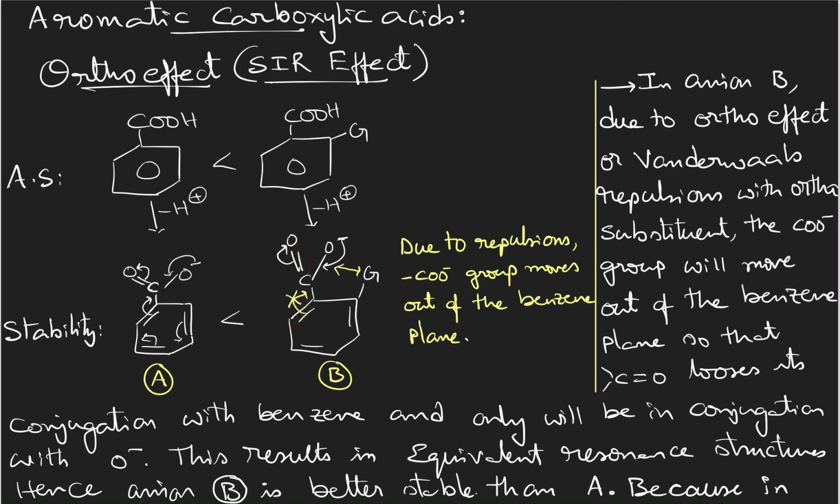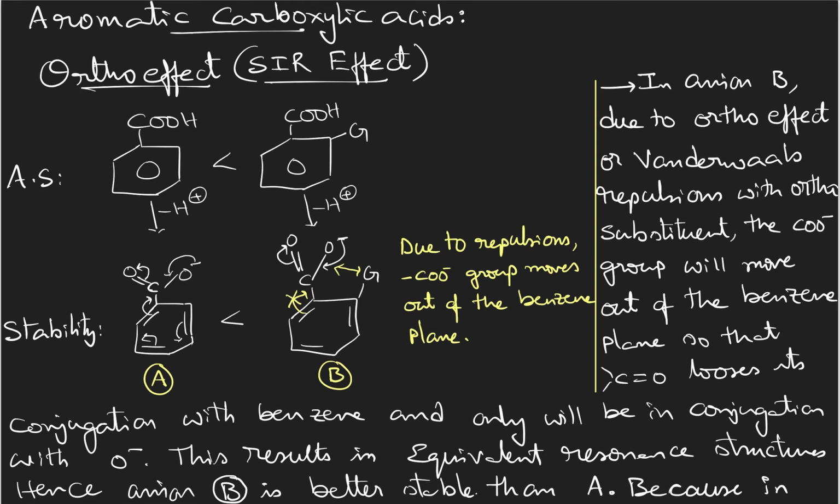Now the SIR effect. Because COO minus rotates out of the benzene plane, there is a restriction in conjugation between COO minus and benzene. This leads to complete delocalization of the negative charge of oxygen. As there is no other source from benzene, this C double bond O will be in 100% delocalization with this O minus only. So what will happen? This will lead to the formation of equivalent resonance structures. Like this, the pi bond shifts here. So this is the equivalent resonance structure. Yes or no?